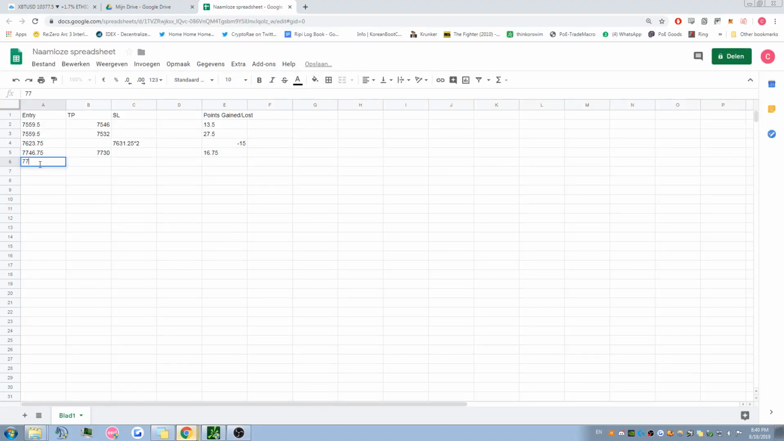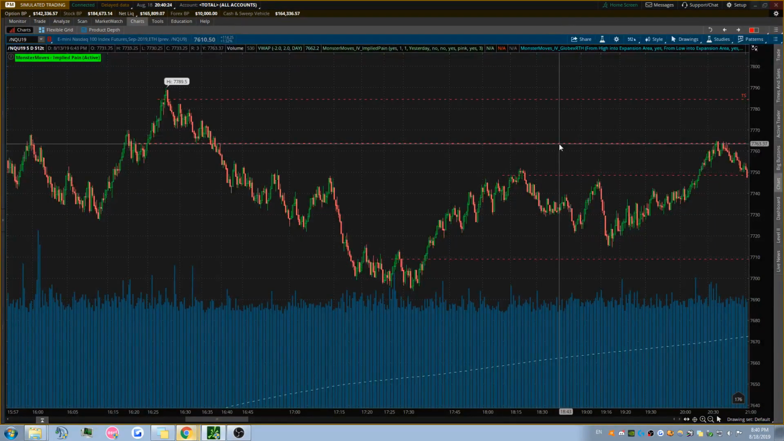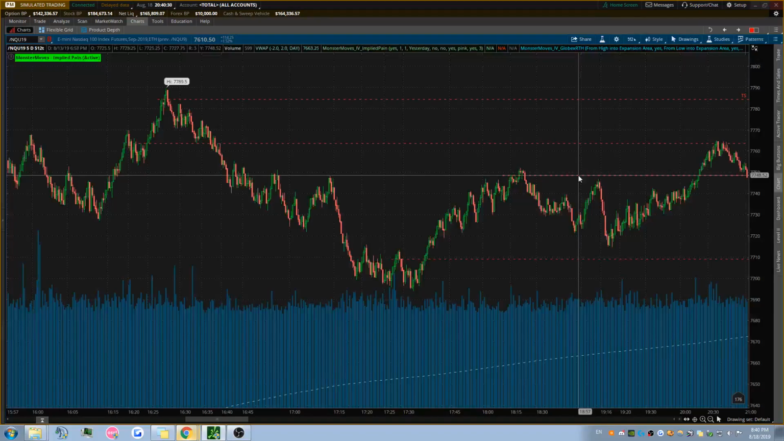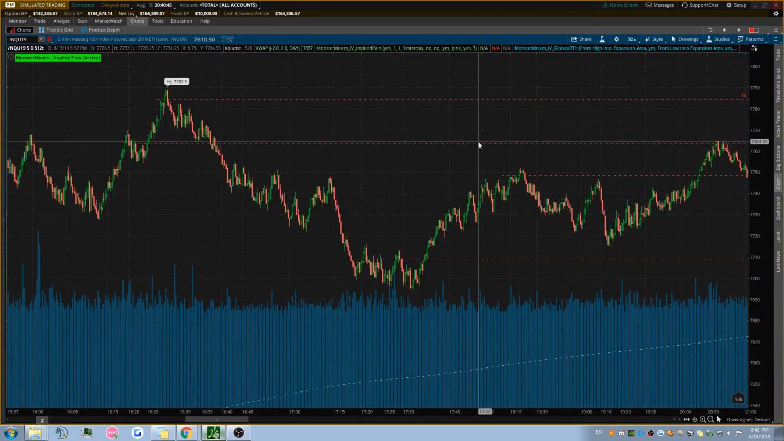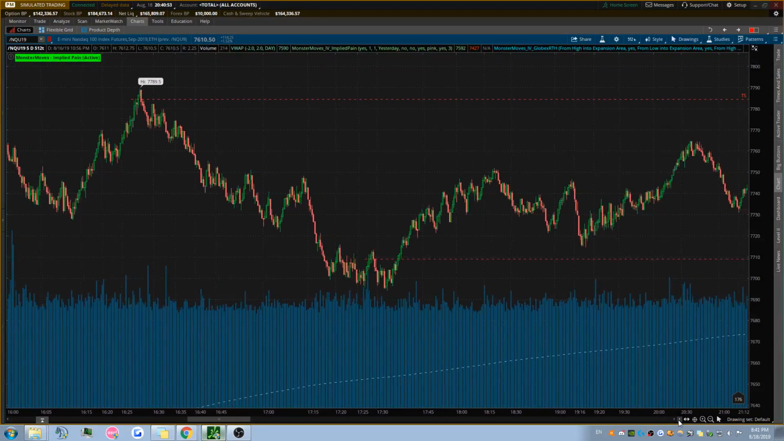77, 63. Oh wait. Wait, what? TP right there at 77.48, which is 15 points again. Yeah, another 15 points. This one can be removed. I don't want to long this either. Not the way I like to trade.